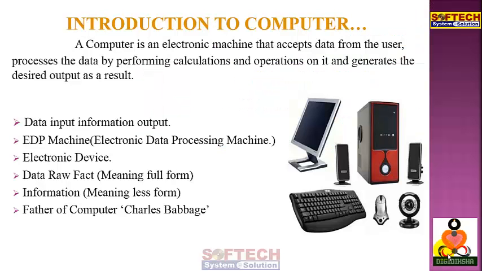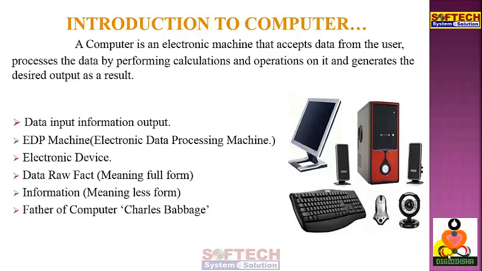Here, introduction to computer. What is a computer? A computer is an electronic device because it can understand only binary numbers, zeros and ones. A computer accesses data by performing calculations and operations on it, and it gives an output as the result. How does a computer work? By giving data as input, we can get the output.